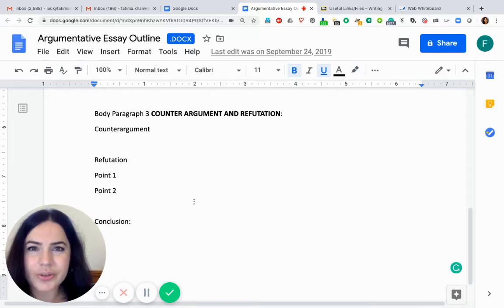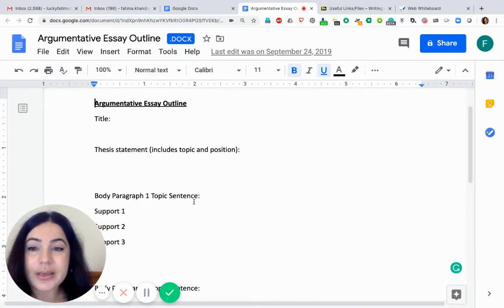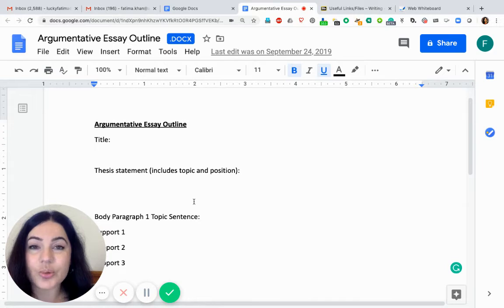Counter-argument and refutation. What is that? Okay, well, the argumentative essay is organized a little bit differently than the style of essay that we've learned before. 95% of essays are organized in the same way as the compare-contrast essay that we learned before. The argument essay is actually organized the same way, but it has a difference in body paragraph 3.